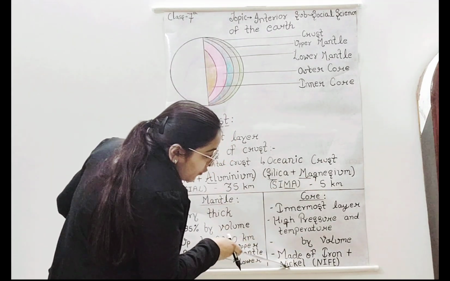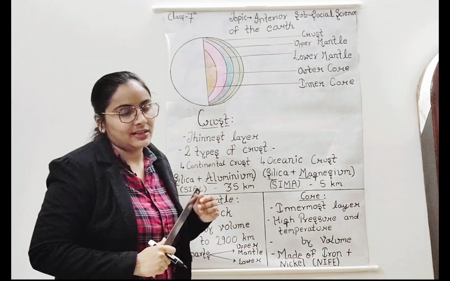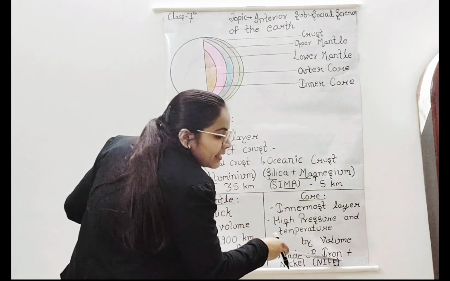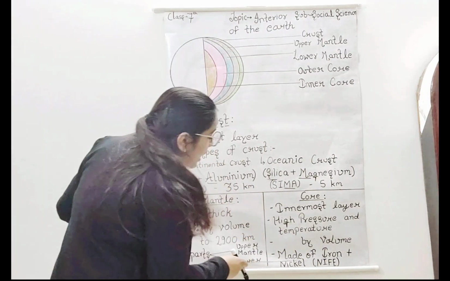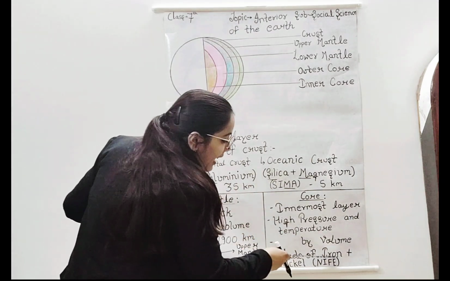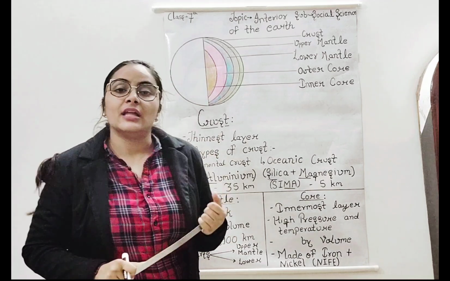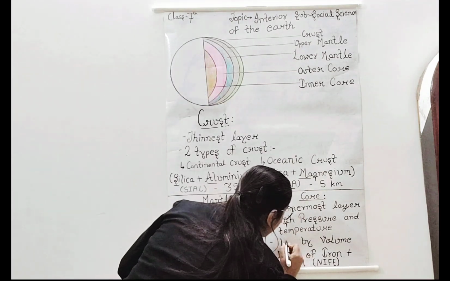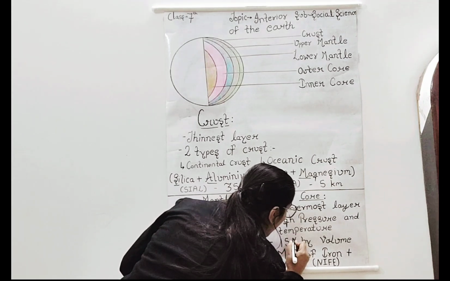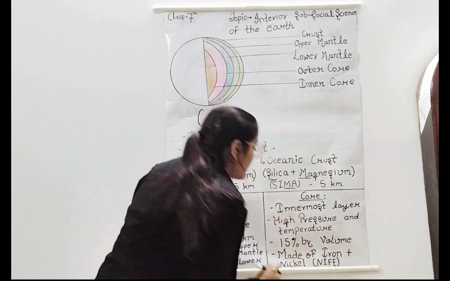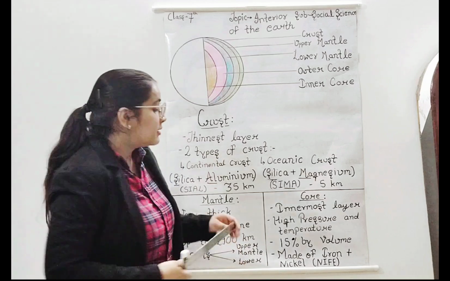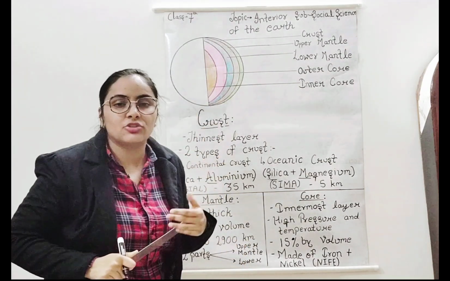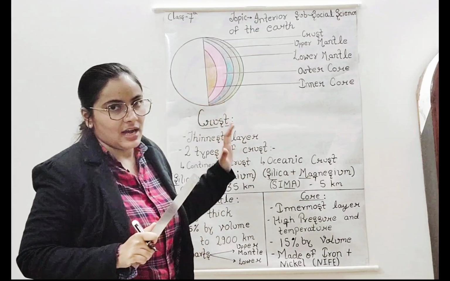We can also call it NiFe. How? Ni of nickel, Fe of ferrous, that is the scientific name of iron. That is why we can also call it NiFe. So, the core is made up of iron and nickel and it is in the molten state. Now, it is 15% by volume. Children, the temperature and pressure here at the core, which forms the base of our earth, is very, very high.